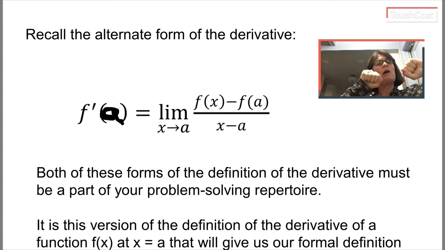So my two x values are x and a, and I'm going to let them get closer and closer together. And here where I say both of these forms, I mean this form, which we're calling the alternative form, and the original form, which is the limit as h approaches 0. That's the one at the top of your 3.1 notes. They are both really important to your calculus problem-solving repertoire, so you need to know them both. But when we talk about the definition of differentiability, where or under what circumstances a function is differentiable, it's going to be in this alternative form that we're going to think about our derivative.